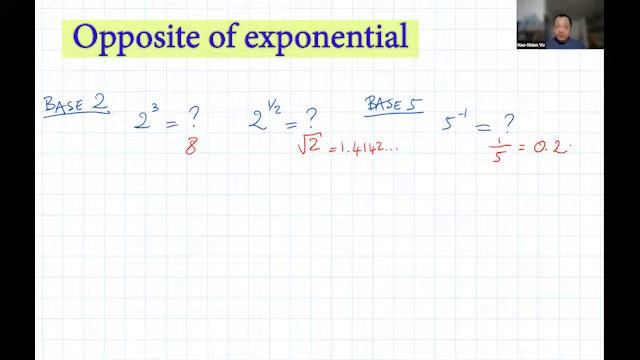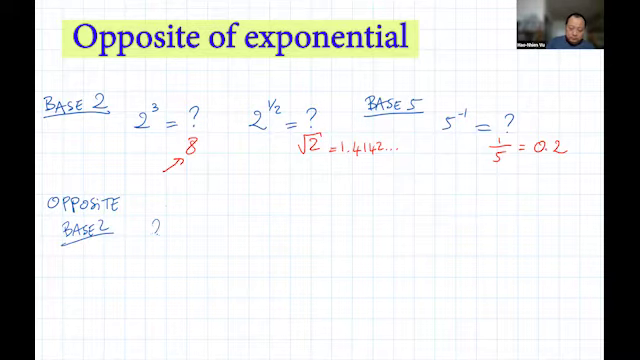The opposite of exponential would be, I'd be giving you the number 8, and I ask you in base 2, 2 to the power what is equal to 8. So instead of giving you the 3 and asking 2 to the third equals to what, I give you the 8 and I ask 2 to the what is equal to 8. Same with the other two questions.